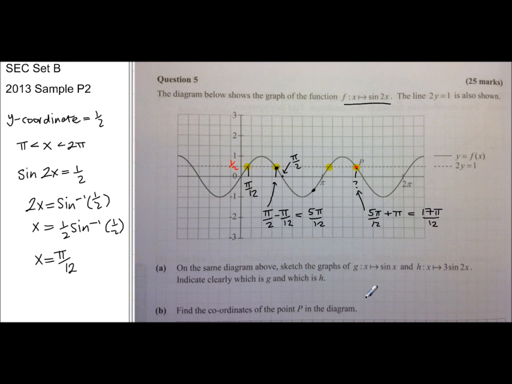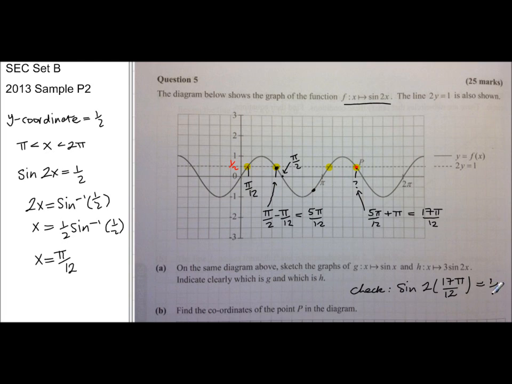Now, just have a think about it. 17 pi over 12, look, it is bigger than pi. It is between pi and 2 pi, so it's probably right. Let's check it. Is it true that sine 2 times 17 pi over 12 is equal to a half? So stick it into the calculator and you see, yes, it is true.